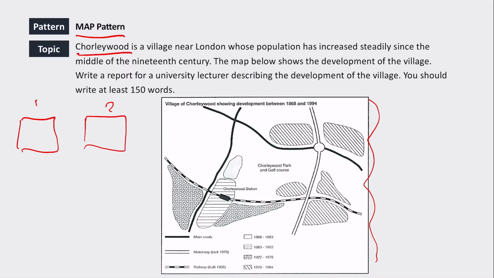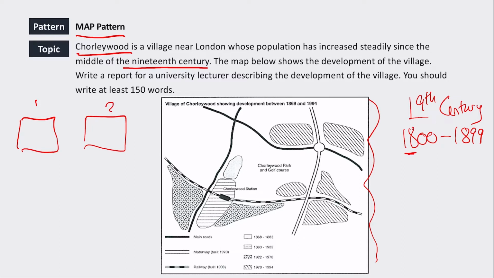Chorleywood is a village near London whose population has increased steadily since the middle of the 19th century. Do we know what we mean by the 19th century? Okay, so 19th century basically means 1800 to 1899. Confusing, right? Why does it say 19th century when it starts with an 18? Because you start counting from 0. So that's what they mean.